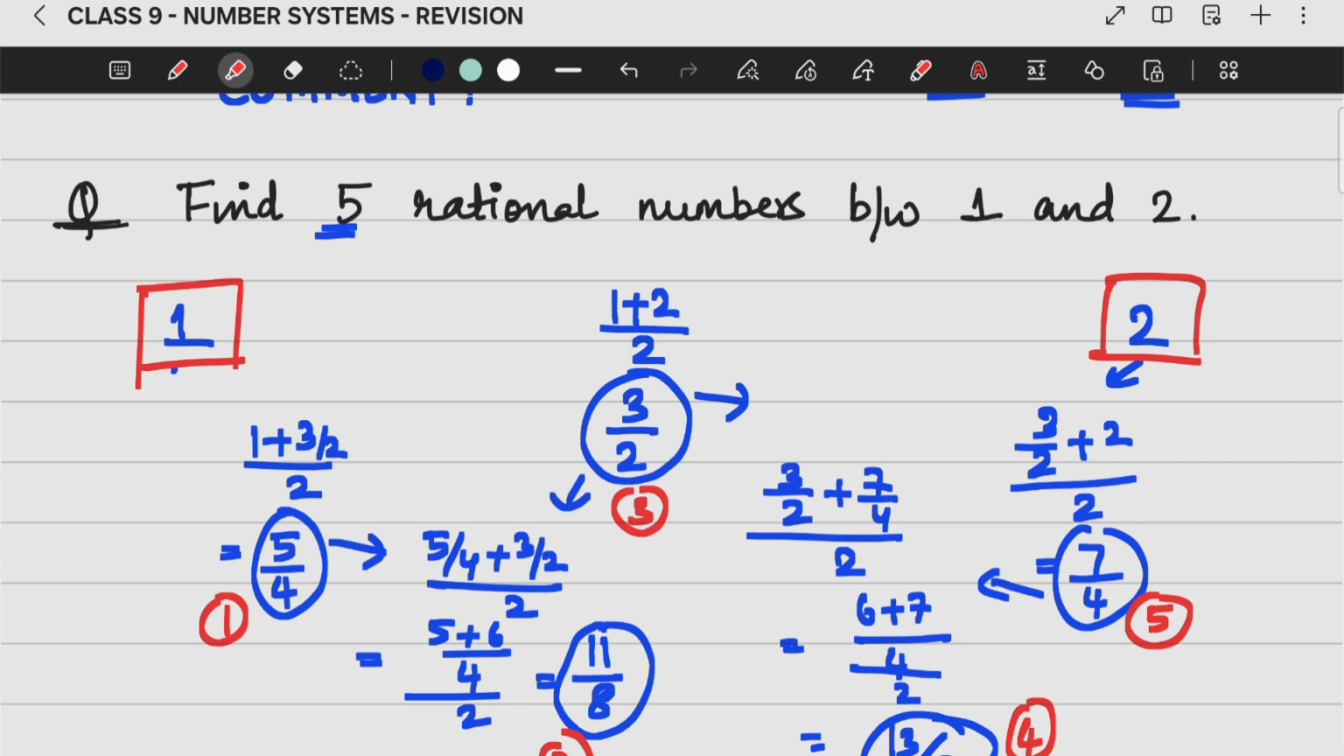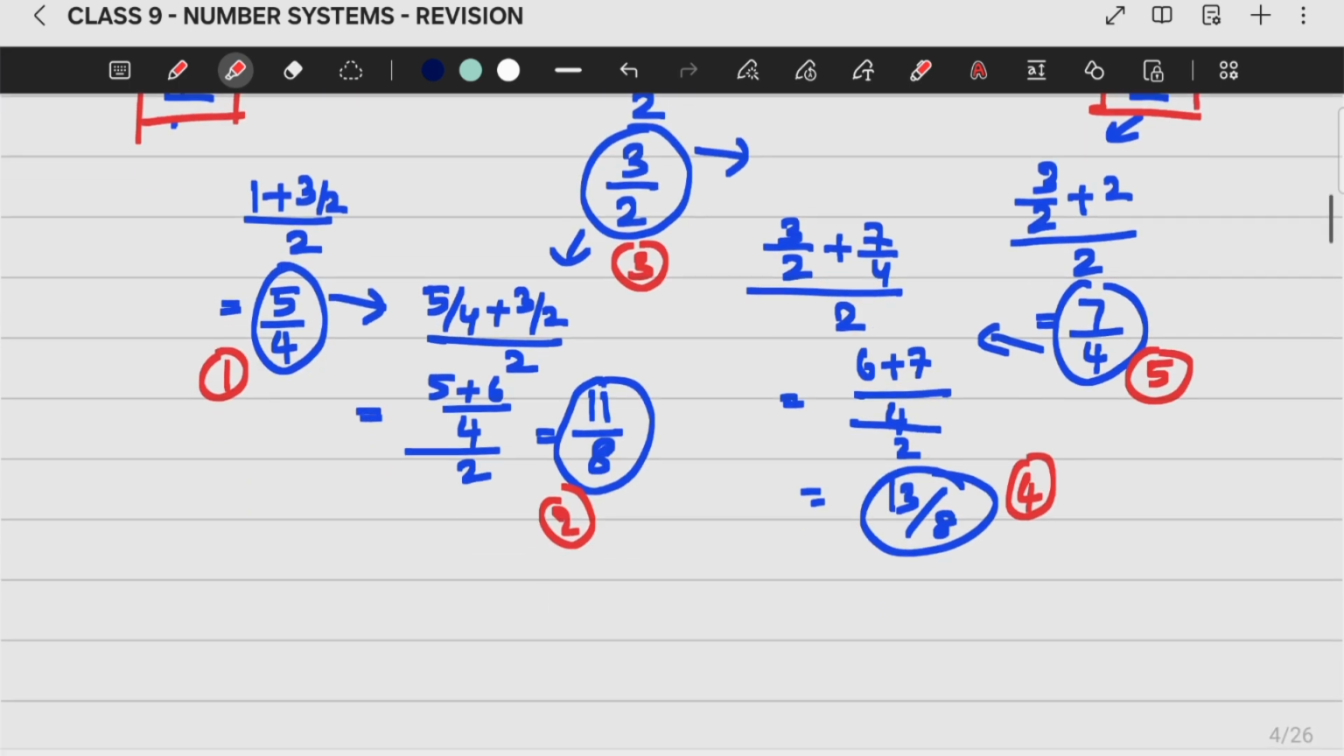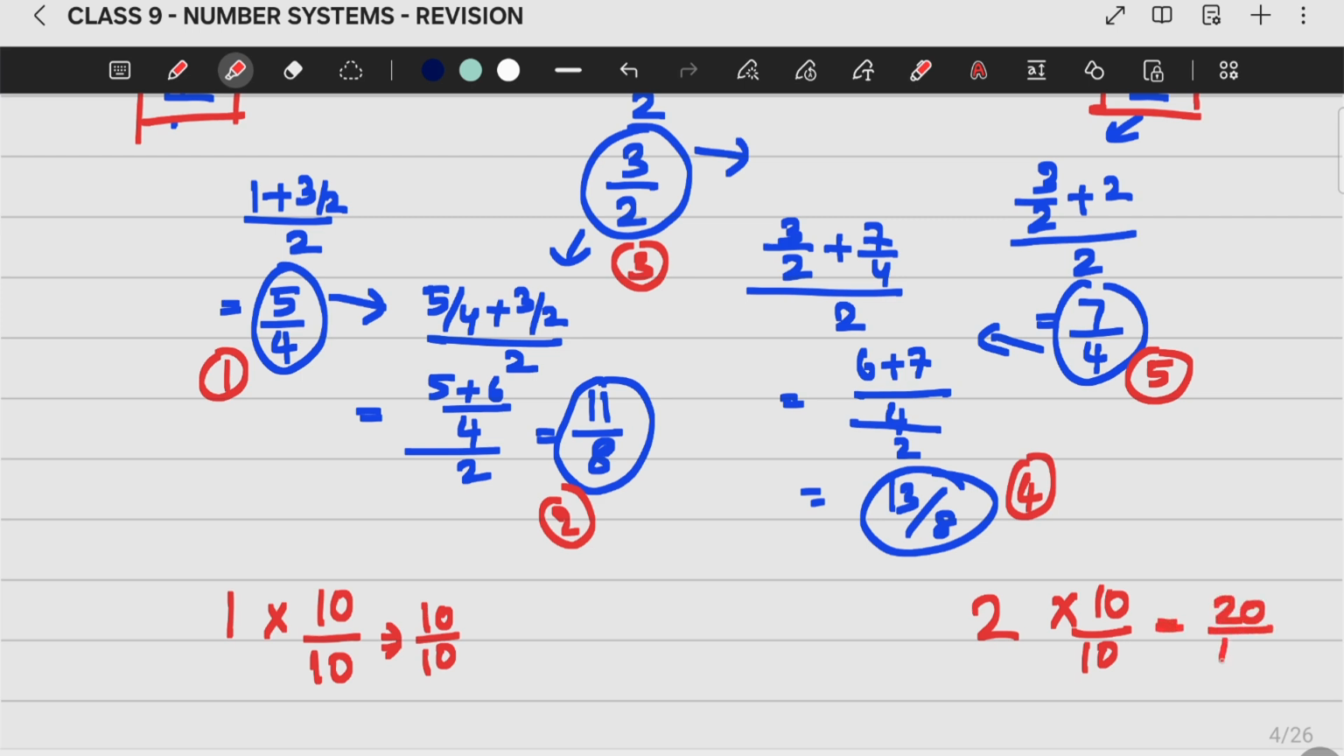Another very simple method is, see, you have 1, and you have 2. Just multiply numerator and denominator by 10. So what do you get here? This is nothing but 10 by 10, and this is nothing but 20 by 10.